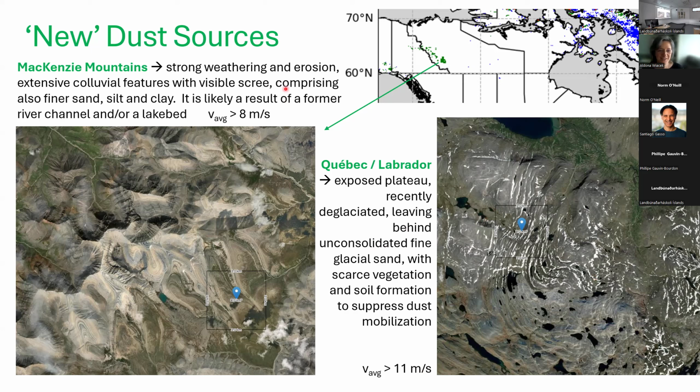These are words that I got from geologists. We talked to geologists who actually were in our department, oddly enough, and have done field work in these areas and said, yeah, there's a lot of unconsolidated fine glacial sand with scarce vegetation, very little soil to suppress dust mobilization. So this is an exposed windy plateau. It doesn't look that amazing in visible imagery, but it shows up as a dust source in our stuff.